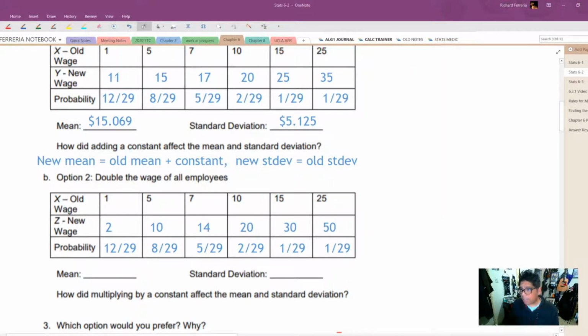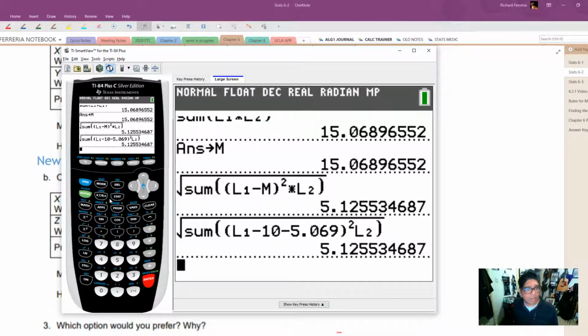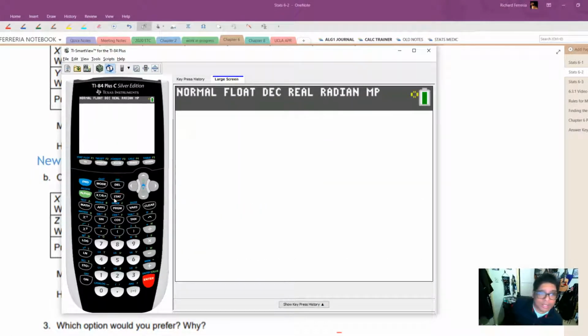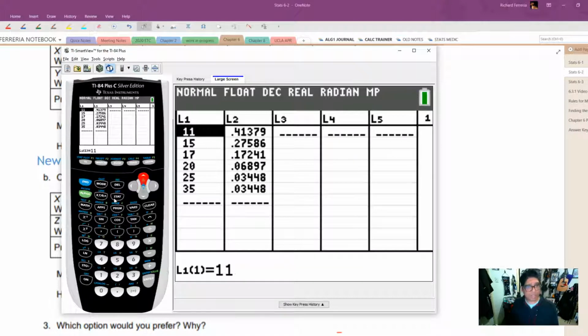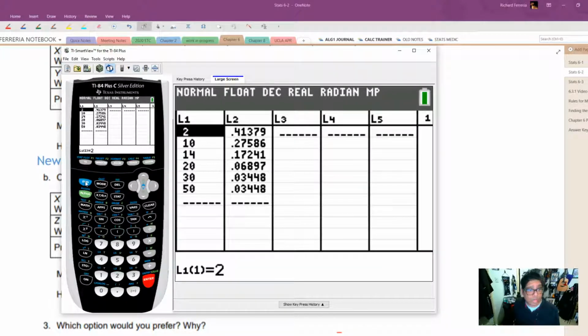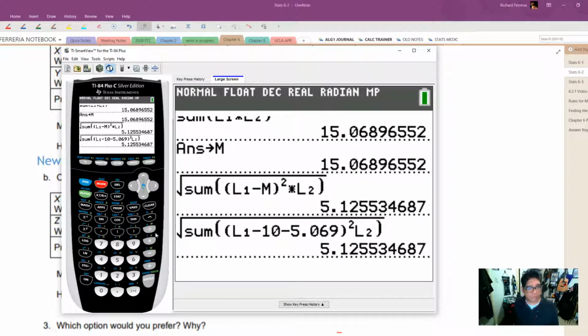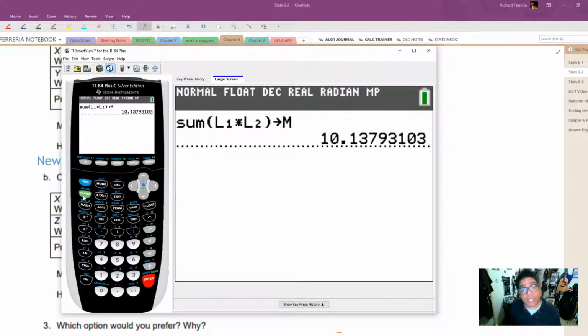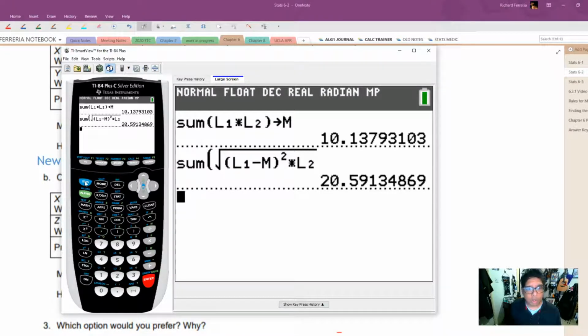Let's go over to our calculator and go to the same one. Now we're going to take this list over here and turn this into the new wages. Okay, new wages over here. Let's go to the home screen and do the exact same thing. We're going to find our mean. So our new mean is 10.138. And then we're going to find our standard deviation. So there we go with our new standard deviation, it's 20.591.